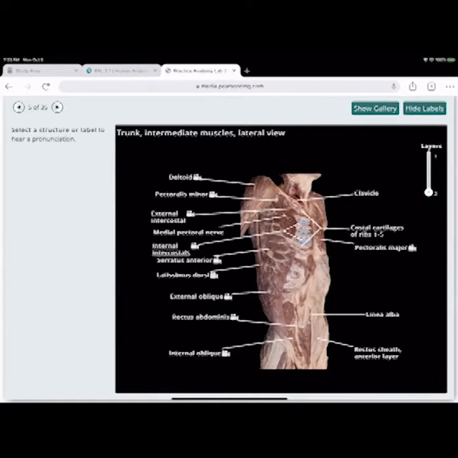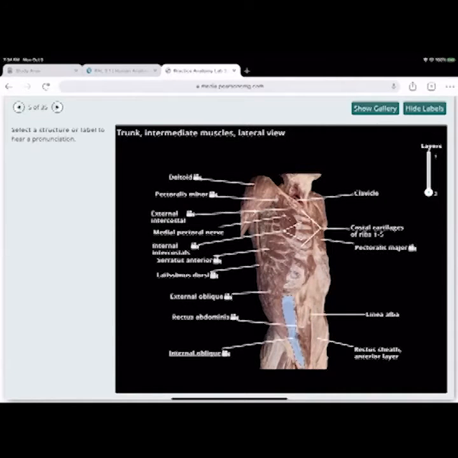your serratus anteriors, and your latissimus dorsi along the side there. You have your external obliques, and you have your rectus abdominis. And you have your internal obliques. Again, so here is your external obliques.